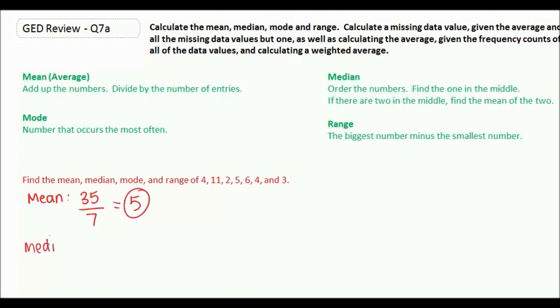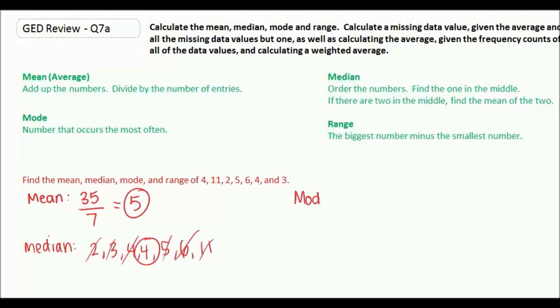For median, we're going to put our numbers in order. So our smallest number is 2, then 3, then 2 4s, then a 5, a 6, and 11. A lot of people like to cross numbers off. So you start on one side, you cross off a number on the other one. You keep going, crossing off the same amount on each side, and then you get your number in the middle, which is your median.